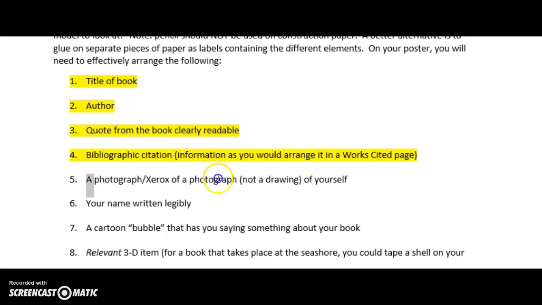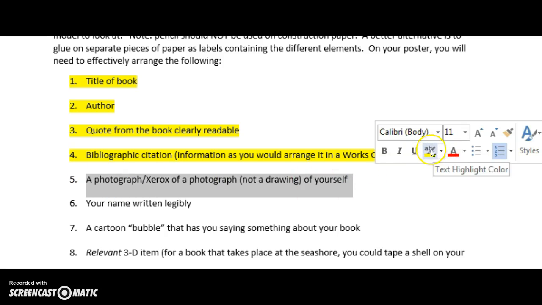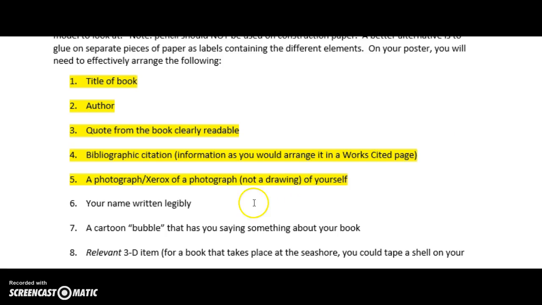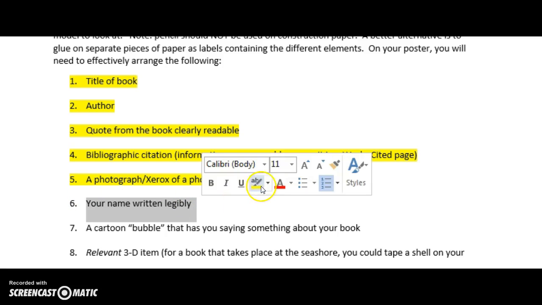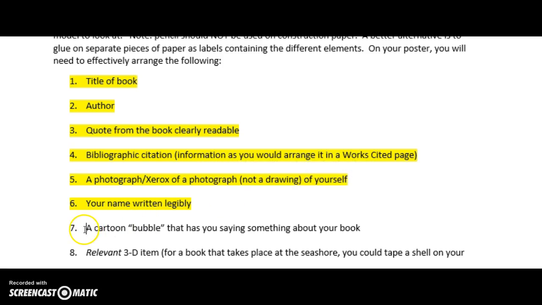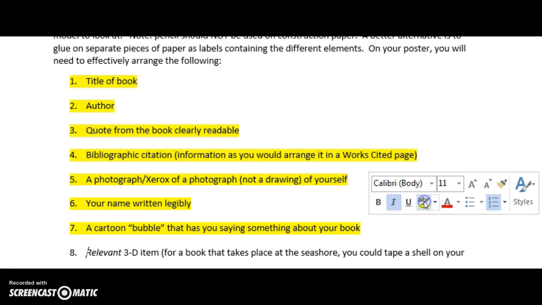Next thing I would like to have is a picture of yourself, a photograph. Not a drawing, however. No stick figures. We want a picture because, like I said, it's going to be posted and it helps me get to know you, not just by name, but by picture also. Your name should be on the front of the poster, and coming out of your head should be a cartoon bubble or a balloon that has you saying something about your book.